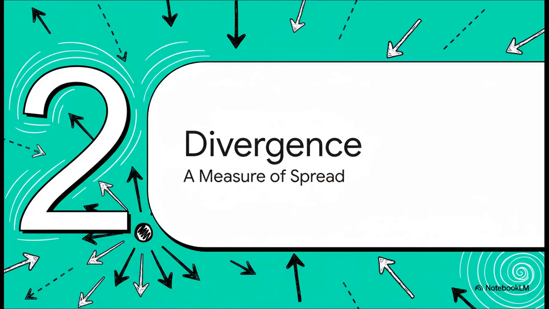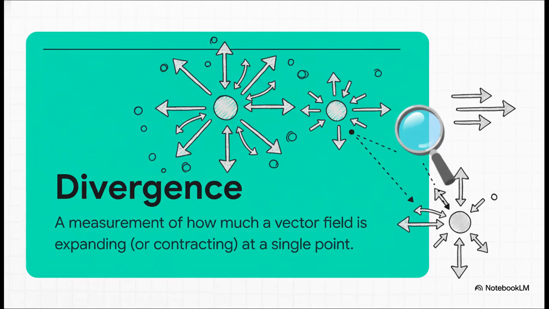All right, now that we have a feel for vector fields, let's introduce our first tool, divergence. This one is all about measuring how much a field is spreading out from or flowing into a single point. So divergence basically measures the rate at which something, like air or maybe a fluid, is flowing out of a specific point. It's like asking the field a question. Hey, at this exact spot, are you acting like a source or are you acting like a drain? Divergence gives us a single number that just answers that question for us.